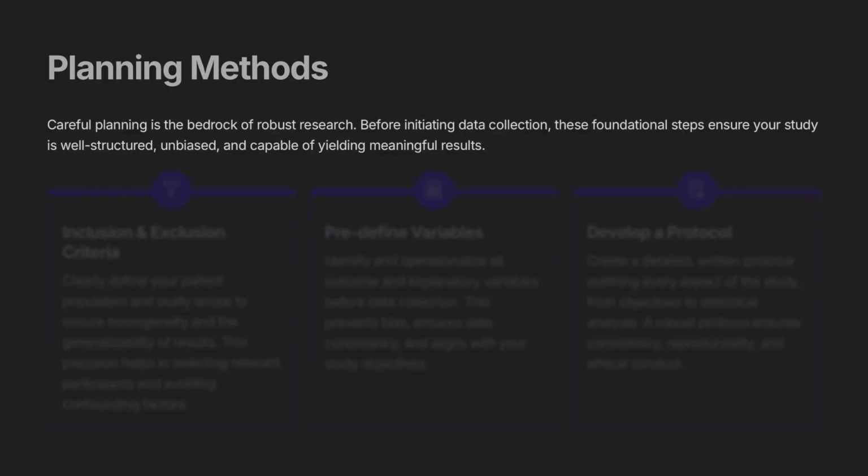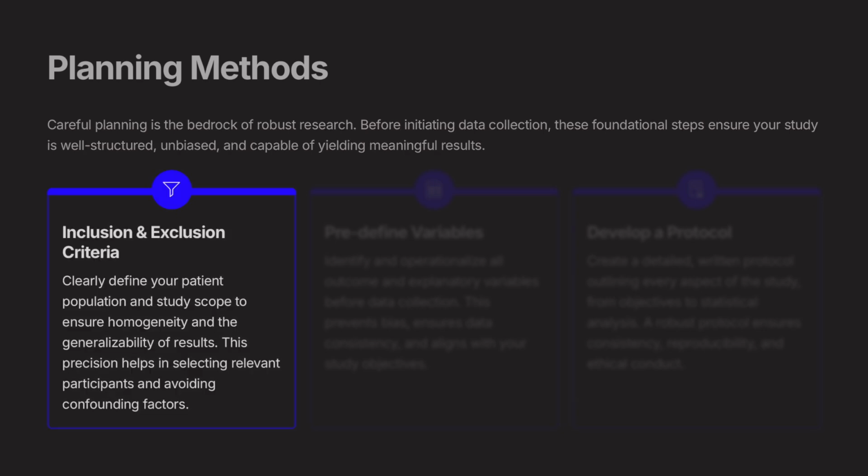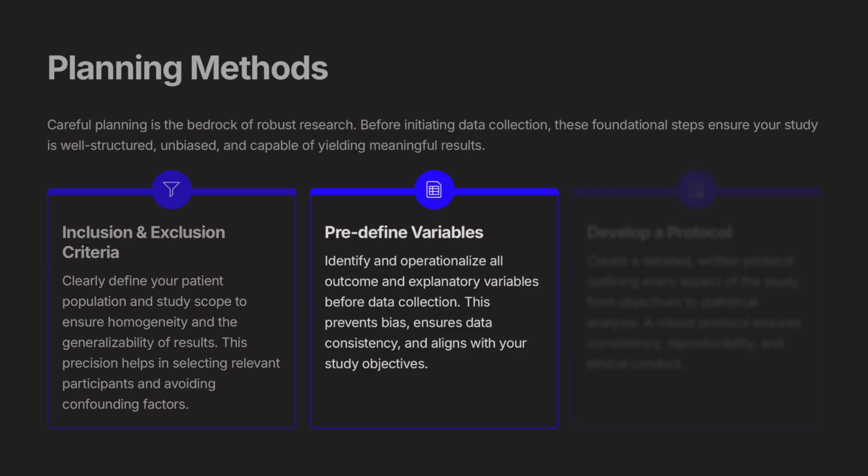Now, careful planning is the bedrock of robust research. Before initiating data collection, these foundation steps ensure your study is well structured, unbiased, and capable of yielding meaningful results. So you must have very important steps. The population definition is important. This is the most critical step. Inclusion and exclusion criteria must be clearly defined, and it will define what population you are testing it on.